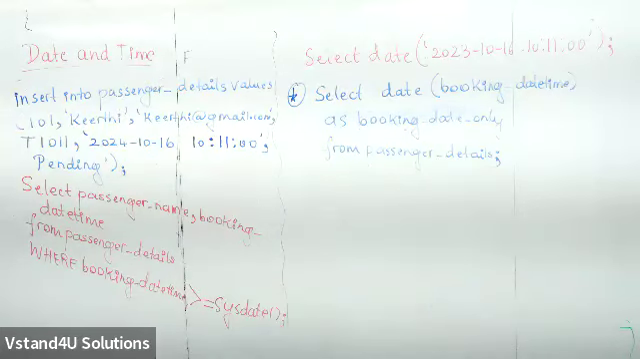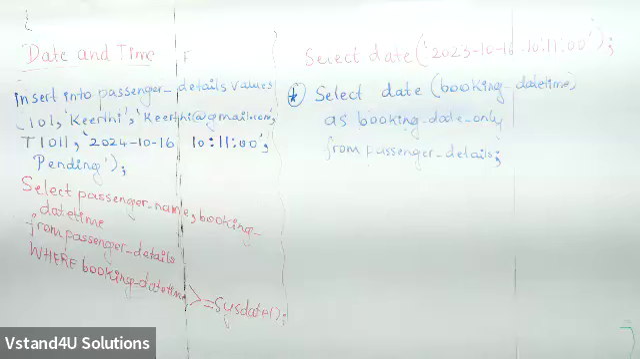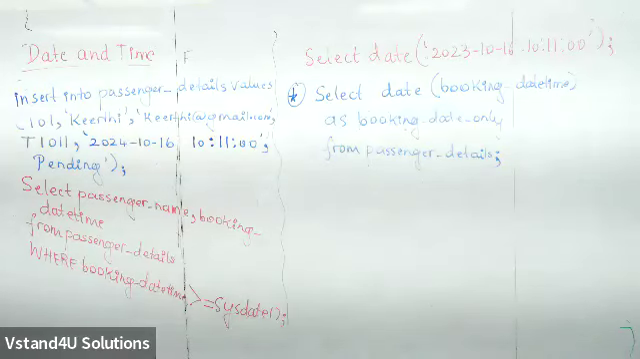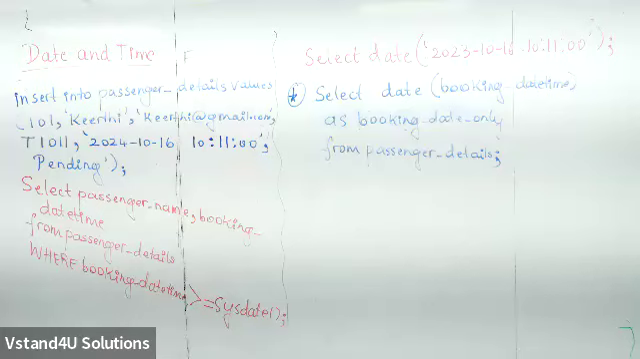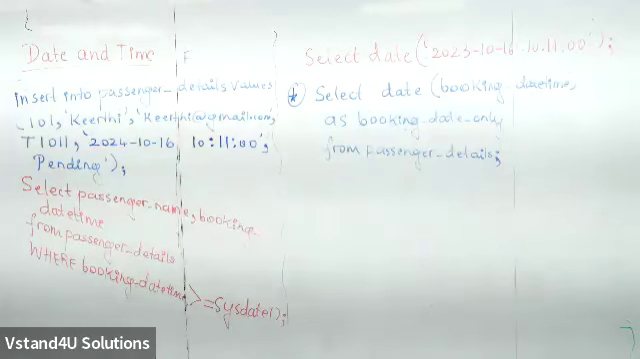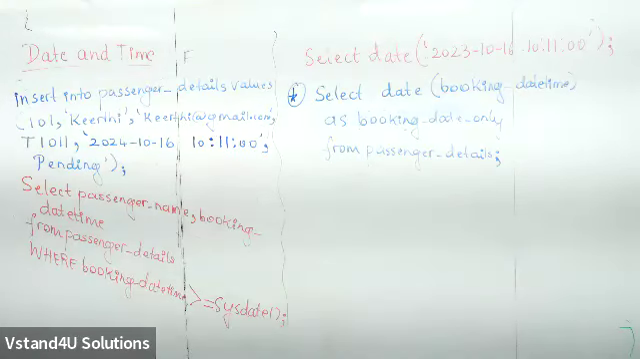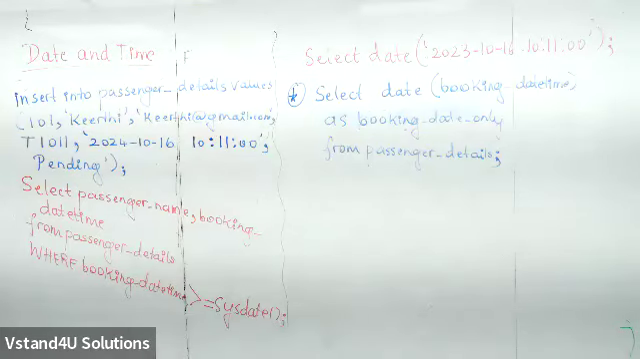Take down the next question. Write a query to display passenger's name and booking date and time, who booked their tickets in the morning, before 12 p.m.